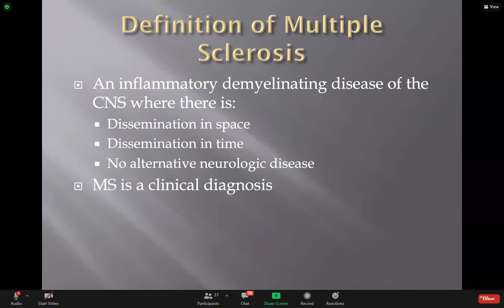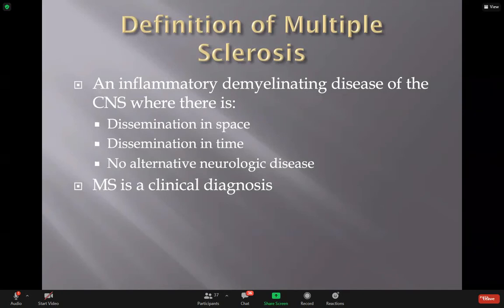difference. If I say dissemination in space, it means the disease is happening in different locations in the central nervous system. So we call it disseminated in space. Disseminated in time means the disease has attacked this patient at multiple or at different time points.